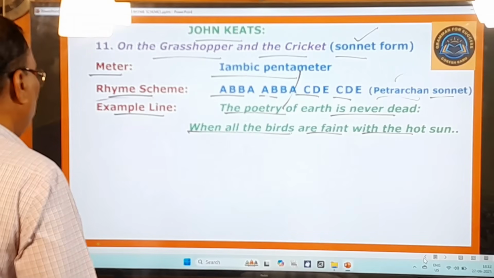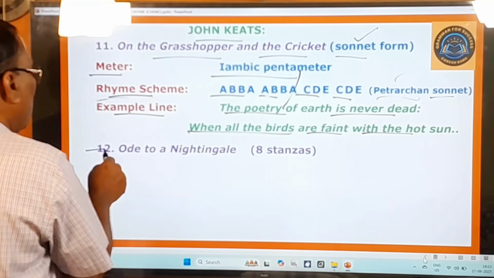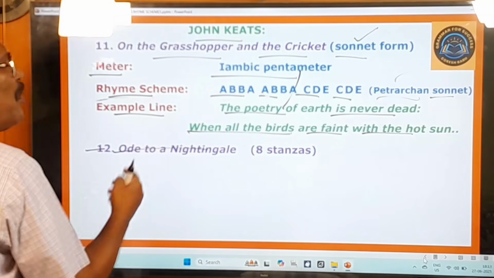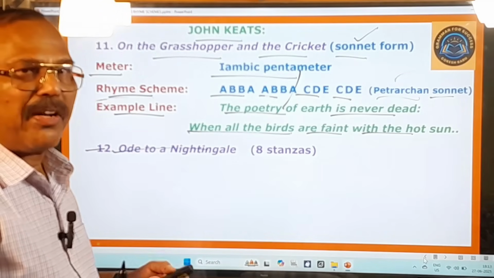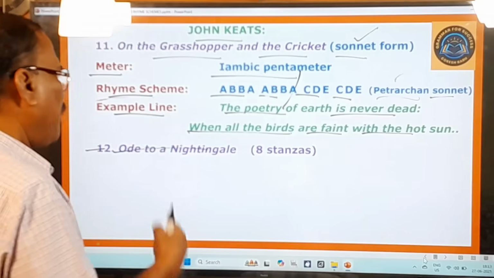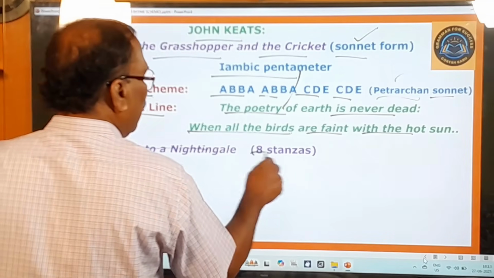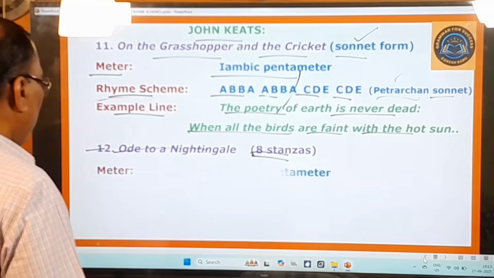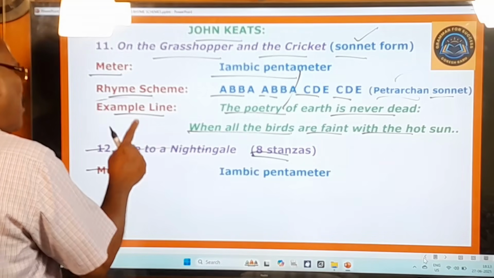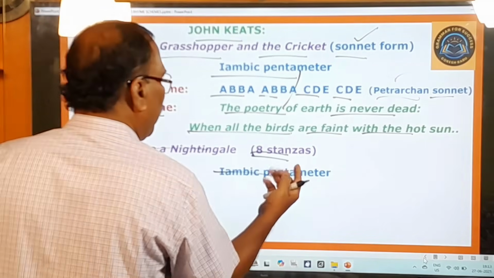And you go to the next poem. What is that? The 12th one, Ode to a Nightingale. It's a beautiful poem. I taught this poem to degree college students for about 4 or 5 years. It's a beautiful poem, Ode to a Nightingale. In this poem there are as many as 8 stanzas. And the meter used in this poem is iambic pentameter. Beautiful.